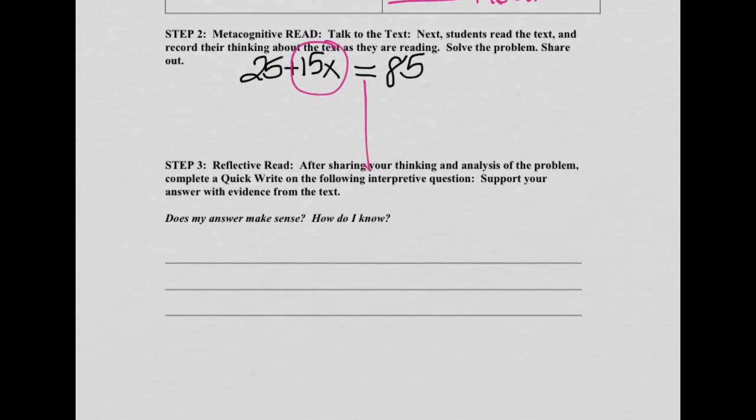Reflective read. After sharing your thinking and analysis of the problem, complete a quick write on the following interpretive question. Support your answer with evidence from the text. Does your answer make sense? How do you know? Well, is it likely that the repairman would be at the house for that many hours? Does it make sense? Does it have real life application? Did you do your math right? Explain to me how you got your answer in words.